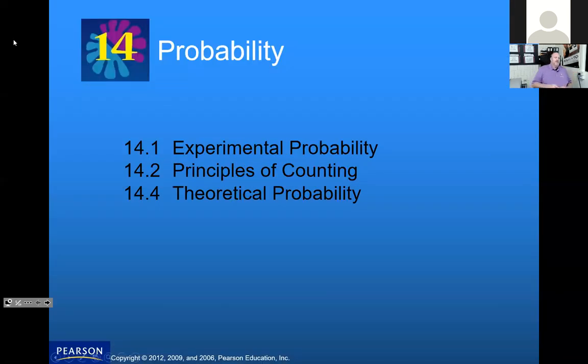From the beginning. So we're going to talk about experimental and theoretical probability, right? And the principles of counting. If you notice, 14.3 is not part of it. I took it out of there because it really wasn't relevant to what we needed. So you see it goes 14.1, 14.2, 14.4.